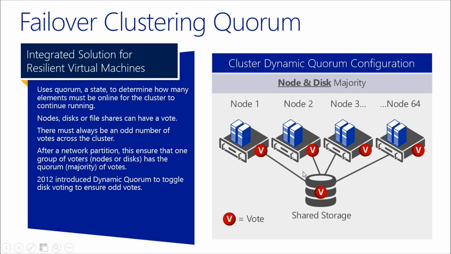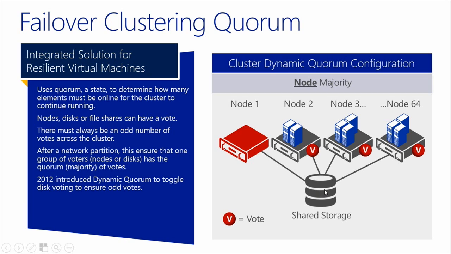What's actually happened from before to after is we've lost the vote on node 1, and that would take the total number of votes in the cluster down to 4. But remember, we want to stay away from these even numbers of votes. So in Windows Server 2012, we've added a feature known as dynamic quorum. What dynamic quorum will do is toggle the vote that we have remaining on our disk.